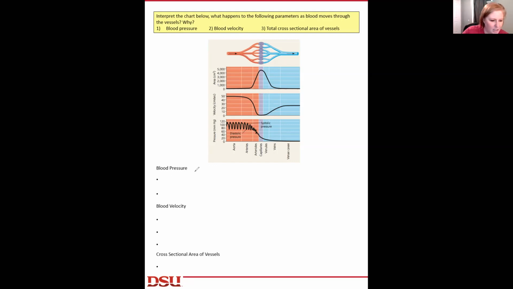All right, so blood pressure. We've talked about this some in the last lecture. Blood pressure is going to be highest at the arteries, which we know. And then it's going to slowly decrease as the blood flows from the arteries to the arterioles to the capillaries, and then even lower in the veins and venules.